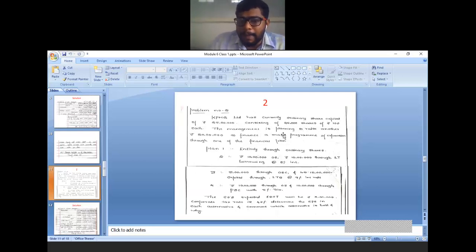Next, the management is planning to raise another 20 lakh rupees to finance a major program of expansion through one of the financial plans. This 20 lakh is additional capital. Management is planning to raise another 20 lakh rupees for the expansion program, but we don't know how they raised that 20 lakh rupees, whether in the form of equity shares, debenture capital, or preference share capital. For that, you have to read plan 1, plan 2, plan 3 and plan 4, so that you will understand how they divided the additional capital amount.